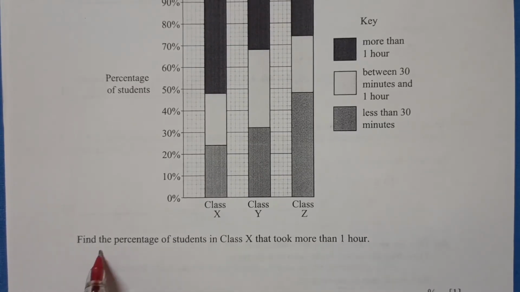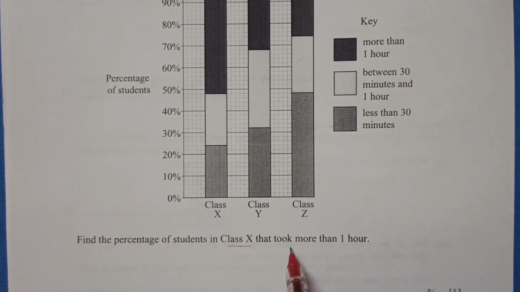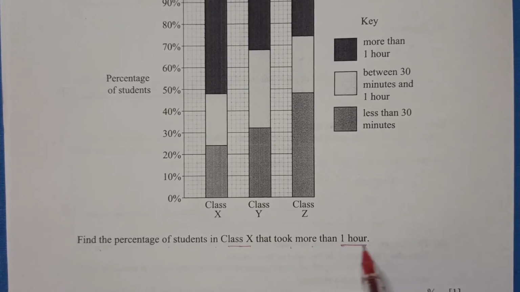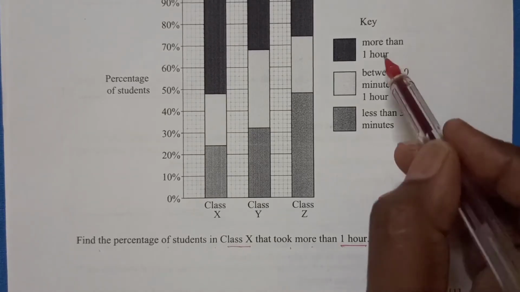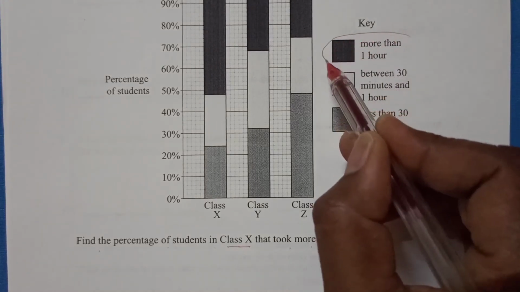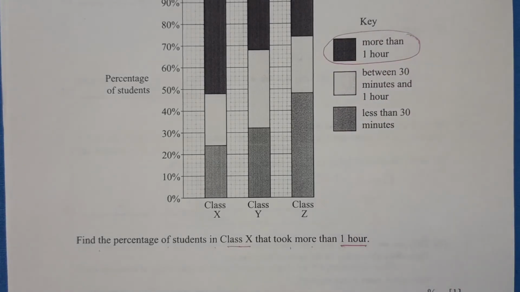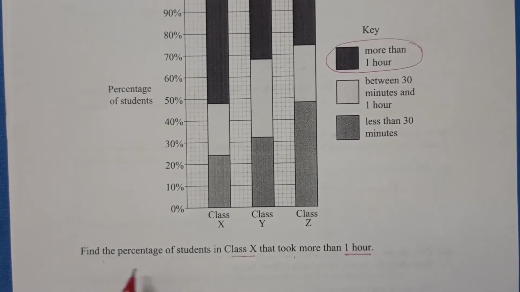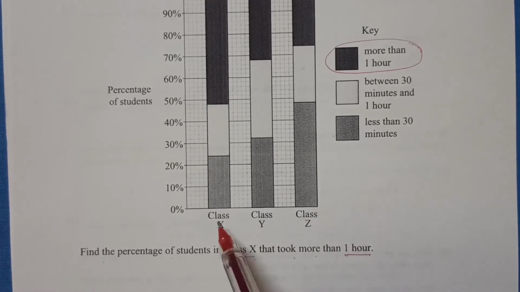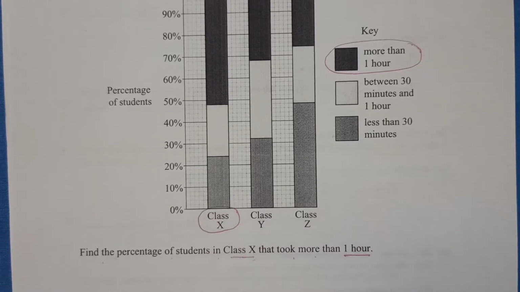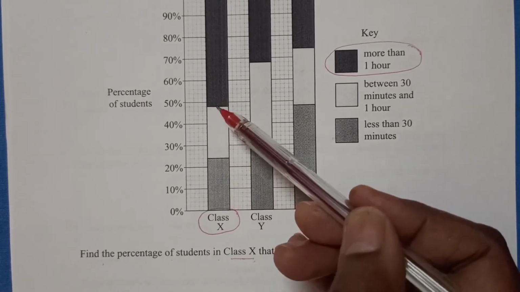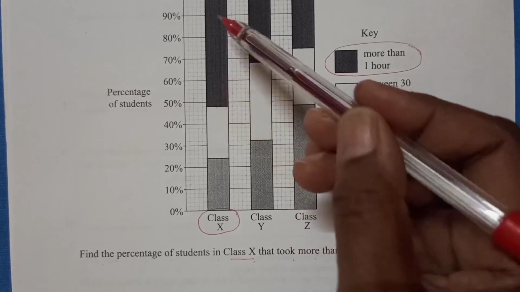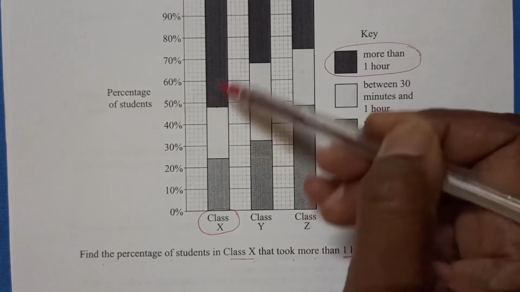The question is, find the percentage of students in class X that took more than 1 hour. More than 1 hour. So we are just going to focus on this part. Read the question again. Find the percentage of students of class X. Out of all these, we are just looking for class X. More than 1 hour is this part. You can see it is from here up to this.